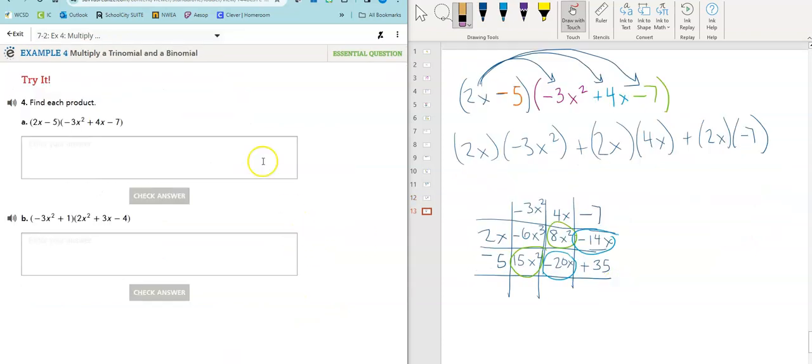All right, we're running out of a little time, so go ahead and try this one right here, example 4. You can look ahead at example 5 and 6, but we'll have to go over those in class a little bit more. But good luck multiplying.